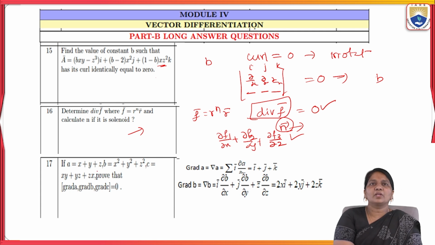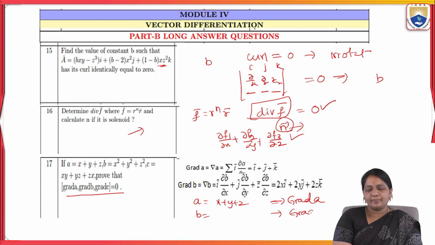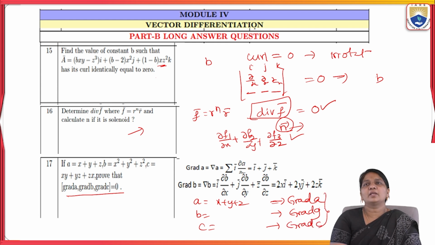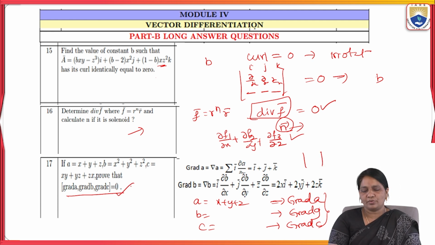So see here, if A, B and C values are given, we have to prove grad A, grad B and grad C is equal to 0. That means from the A value x plus y plus z, we have to calculate grad A. From the B value, we are going to calculate grad B. And from the C value, we are going to calculate grad C. After getting all these grad A, grad B, grad C, we have to calculate the determinant value of that. That is, we are going to show it as 0.